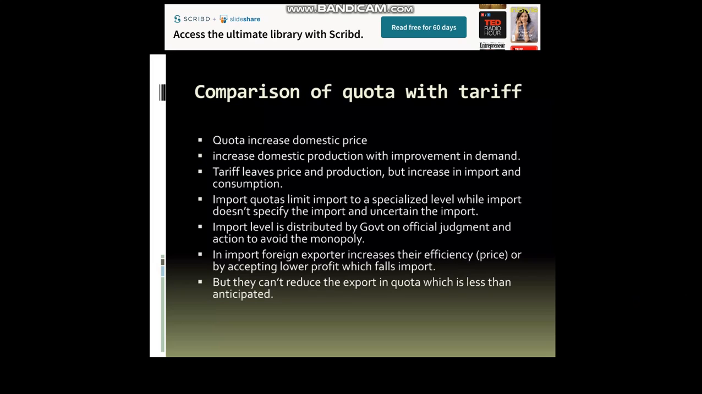Comparison of quota with tariff. Quota increases domestic price and increases domestic production with improvement in demand. Tariff leaves price and production but increases import and consumption. Import quotas limit imports to a specified level, while a tariff does not specify the import level and leaves imports uncertain. The import level is distributed by the government on official judgment and action to avoid monopoly.